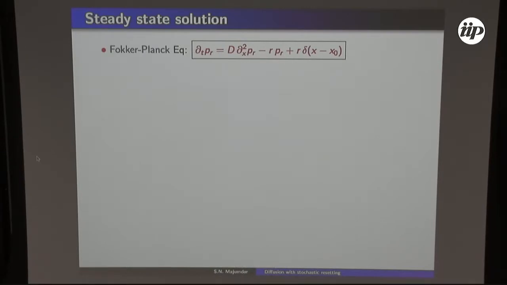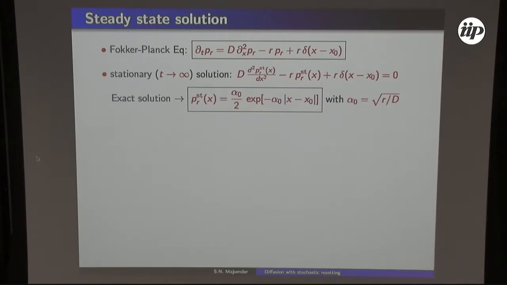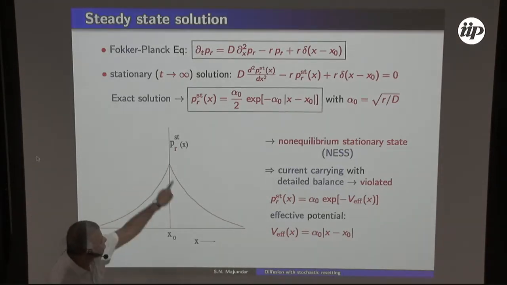So this is the Fokker-Planck equation. To get the steady state, you just have to put ∂P/∂t equal to 0, and you have to solve this ordinary differential equation, which is simple enough. And so you can obtain an exact solution, which is just an exponential, e^(-α0 |x - x0|). Okay? So you have a stationary solution, which is highly non-Gaussian, of course, and this α0 is just the square root of r over D. So r is the resetting rate here.